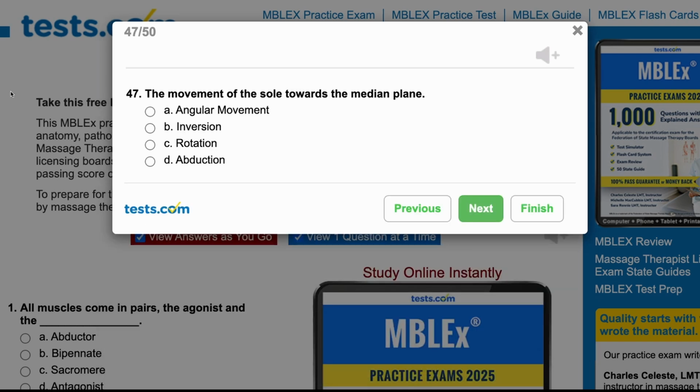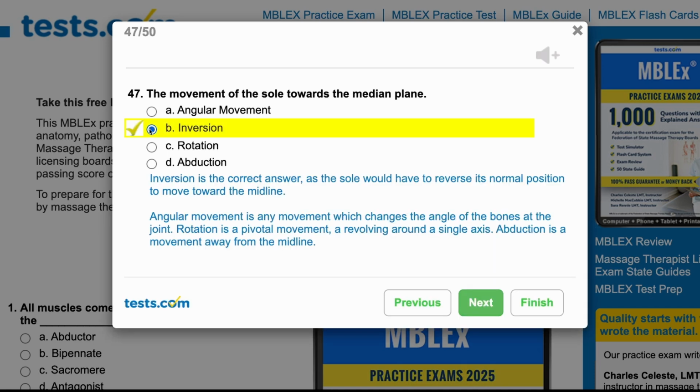Question 47. The movement of the sole toward the median plane. A. Angular movement, B. Inversion, C. Rotation, D. Abduction. B. Inversion is the correct answer, as the sole would have to reverse its normal position to move toward the midline. Angular movement is any movement which changes the angle of the bones at the joint. Rotation is a pivotal movement, a revolving around a single axis. Abduction is a movement away from the midline.